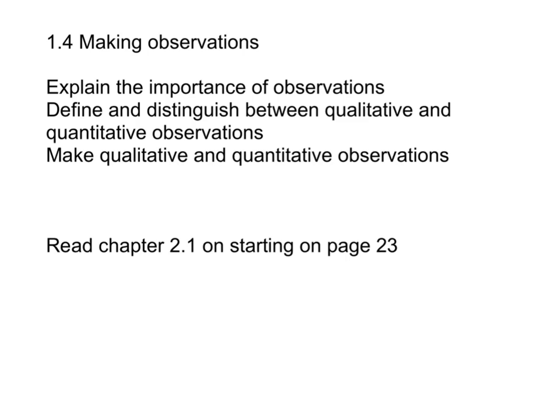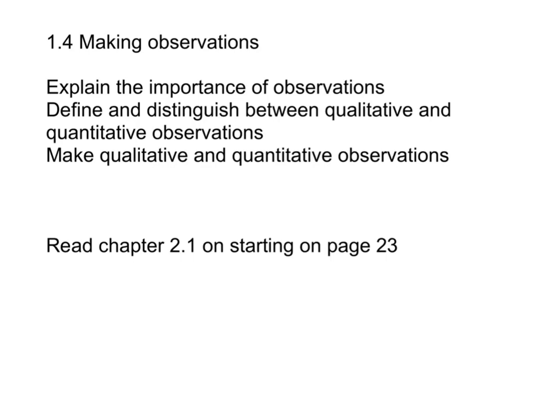Lesson 1.4 is about making observations. So we'll begin by explaining the importance of observations in science, and of course, define and distinguish between qualitative and quantitative observations. And then we're going to have you practice making qualitative and quantitative observations. And the reading for this one is reading chapter 2.1, starting on page 23.